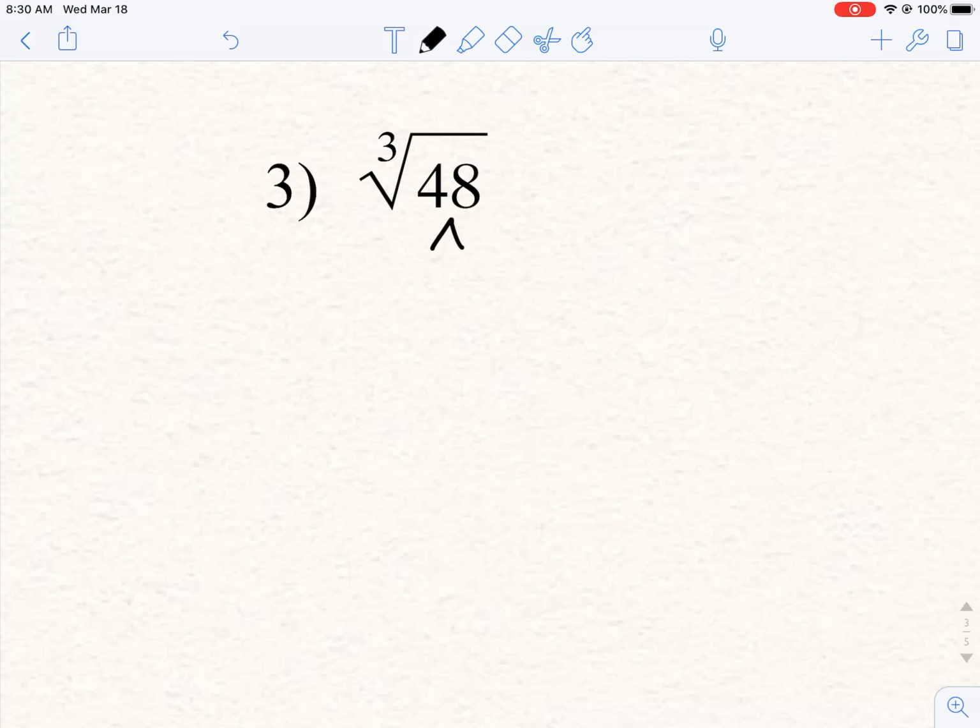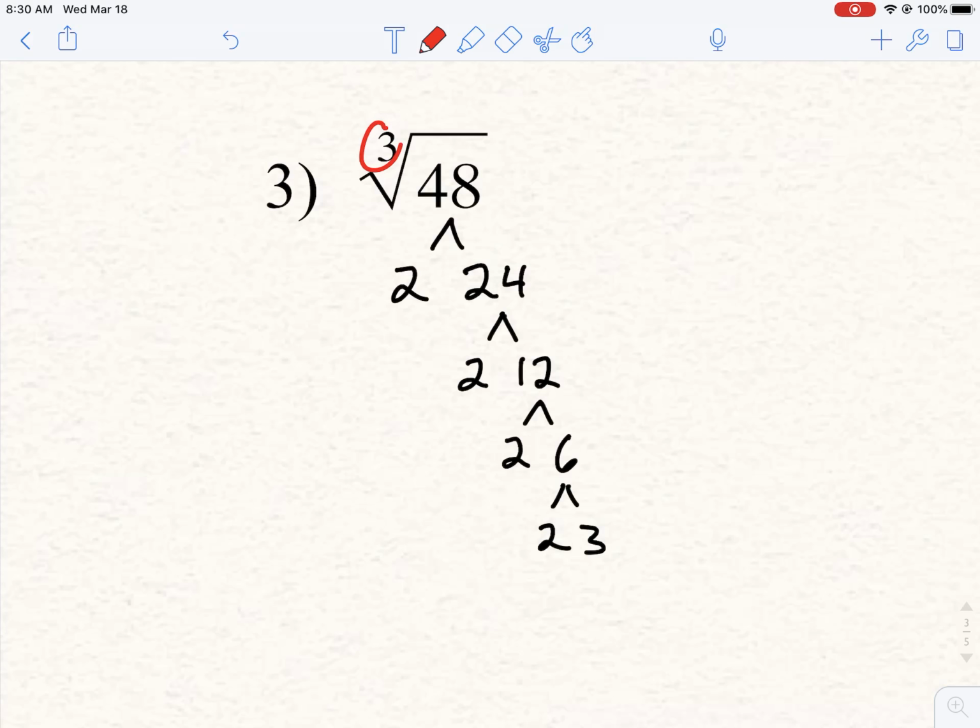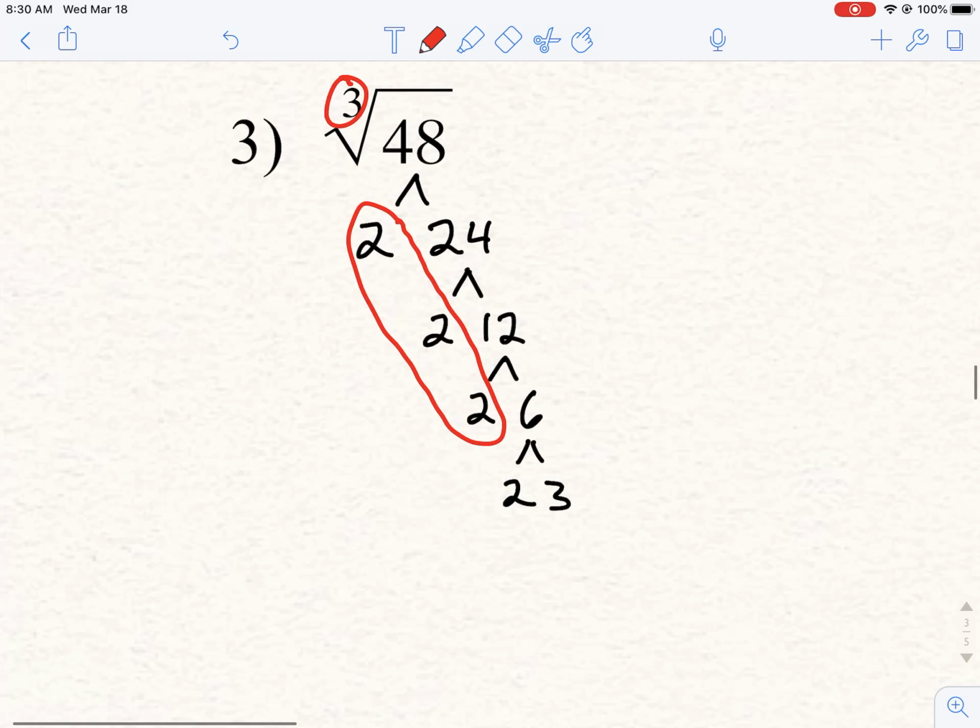Number 3 here, let's simplify the cube root of 48. 2 and 24, 2 and 12, 2 and 6, 2 and 3. So breaking it all the way down, again, index is 3, so I want groups of 3 here. So I've got this group of 2's, and then the 2 and the 3 are still left over.